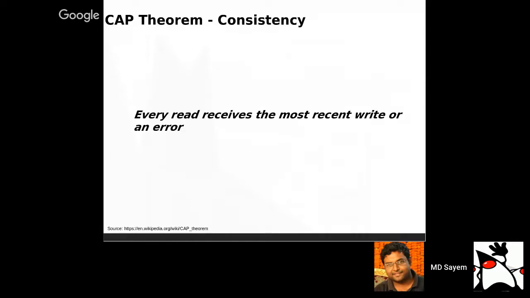The definition of consistency says every read receives the most recent write or an error. This is what we mean by consistency in the context of distributed data systems. In the case of our inconsistent read scenario, the read command issued after the write command was not receiving the most recent write of the data. We were simply receiving empty responses.